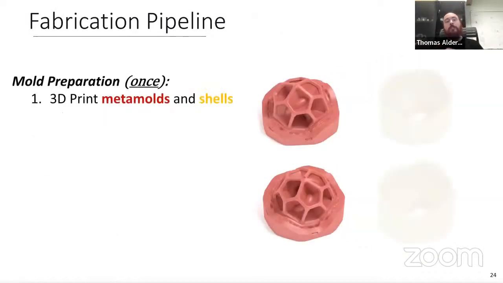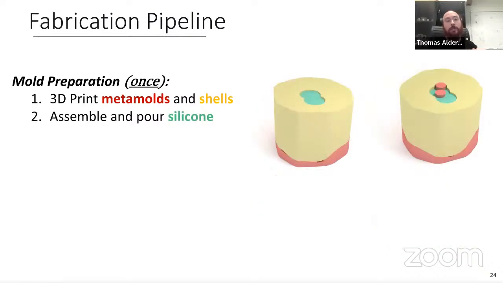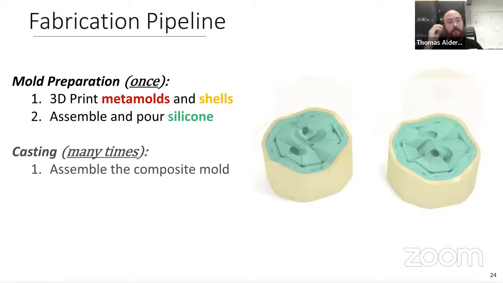So given the metamold geometry, the fabrication pipeline is then divided in two phases. The first phase is about creating the metamolds and the silicon mold. So first you 3D print the metamolds and shell, and then use them to pour silicon inside and create your silicon mold pieces. While the second phase is the casting phase. And this you can repeat as many times as you need to create many replicas of your object.